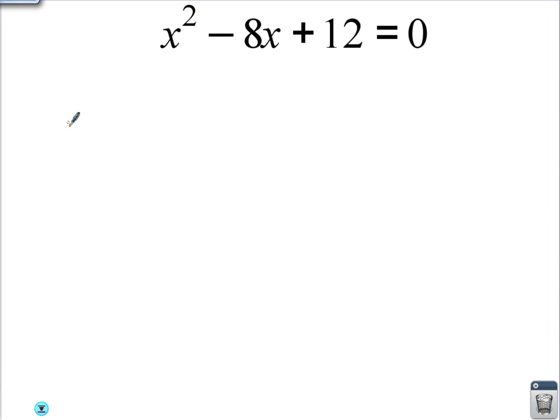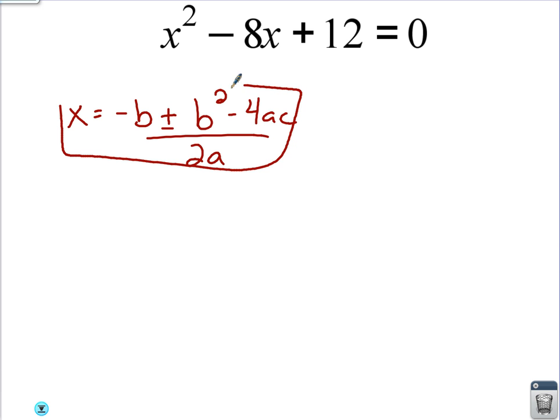Anytime you're looking for an answer, you can always use not only factoring, but also what we call the quadratic formula. Negative b plus or minus the square root of b squared minus 4ac, all over 2a. When you're given a quadratic equation, a is whatever's in front of x squared. There's understood to be a 1 there. B is whatever's in front of x, and C is whatever number is being added or subtracted at the end. So A is 1, B is negative 8, C is 12, and we just plug that in.